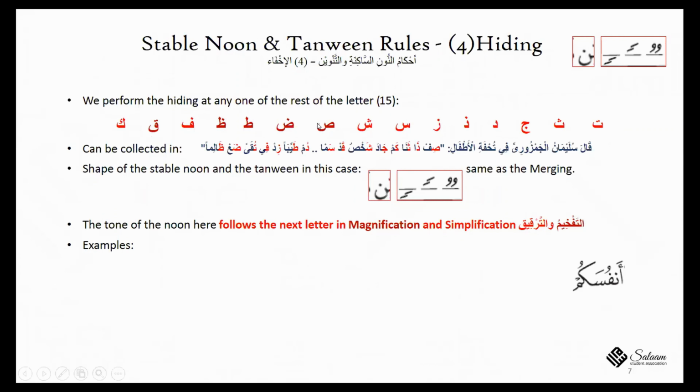We have some of the letters that you can see in dark blue. These are the ikhfa letters that are always magnified. And the rest of the letters are ikhfa letters but are always simplified. So here the tone will be different. The tone that we leave for the noon will be said differently because the next letter is magnified or simplified. This is very important. Let's give an example and we can see.